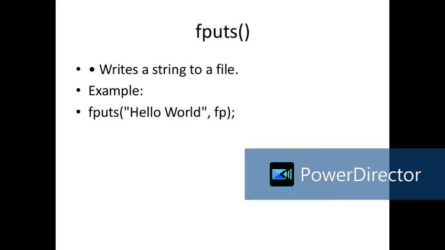fputs. The fputs function writes a string to a file. It is similar to puts but operates on a file and does not automatically add a newline. Syntax: fputs(string, file pointer). Example: fputs("Hello World\n", fp).